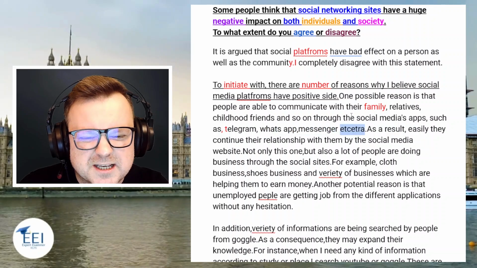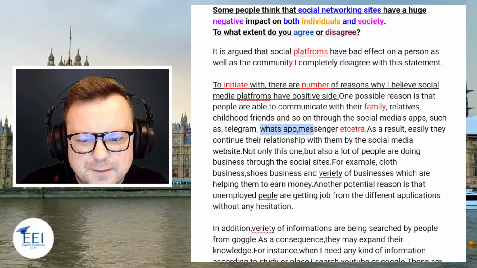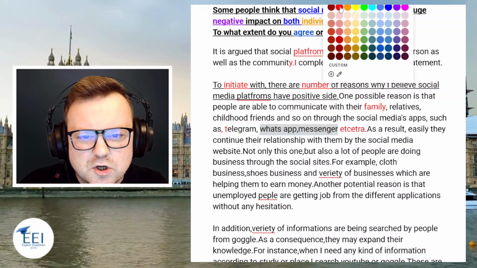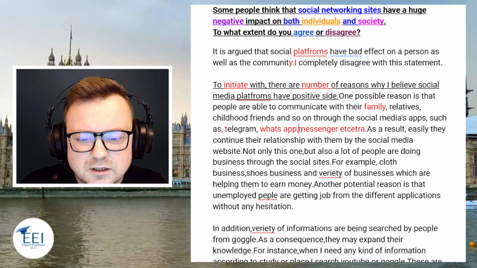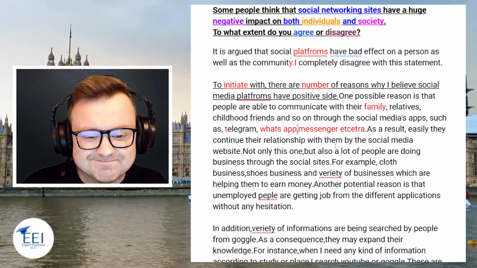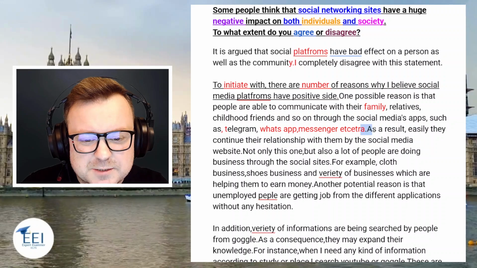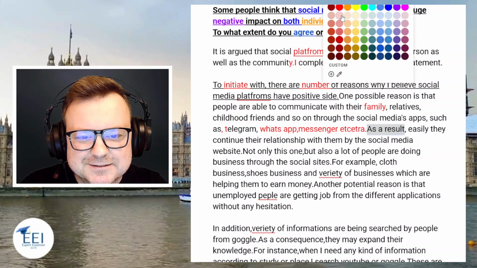Okay, don't use etc. in a piece of academic writing. Don't use it. Also, you need to capitalize WhatsApp and Messenger. Also, you need a space after a comma. After a full stop, you need a space. After a comma, you need a space. After a full stop, you need a space. As a result, good signposting language, I guess.